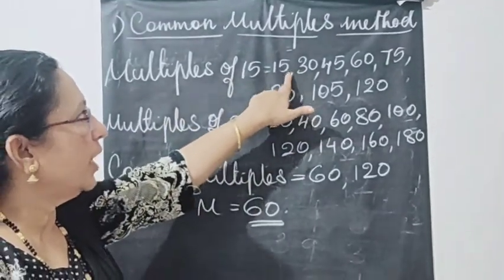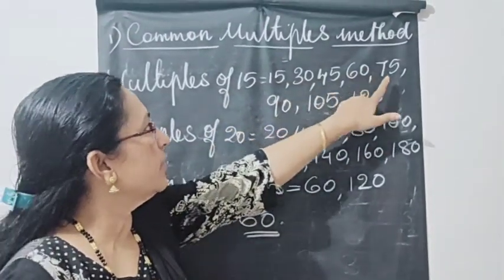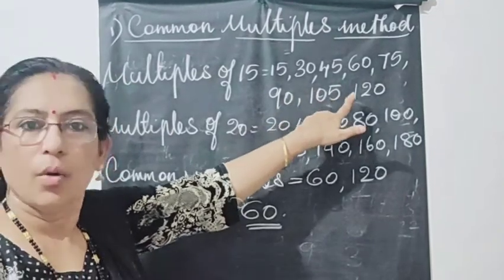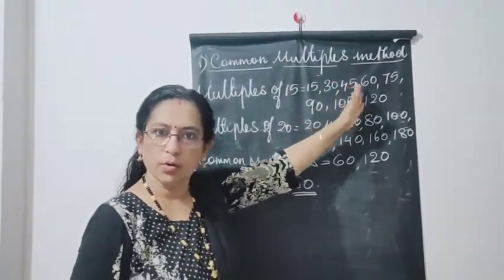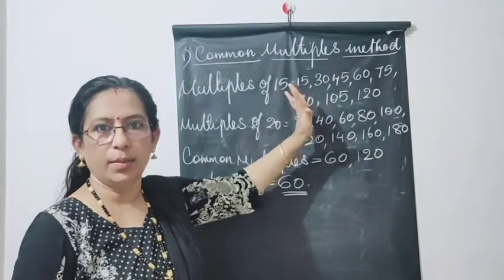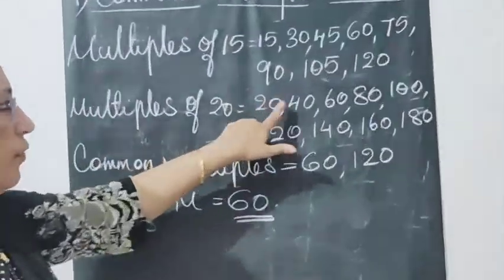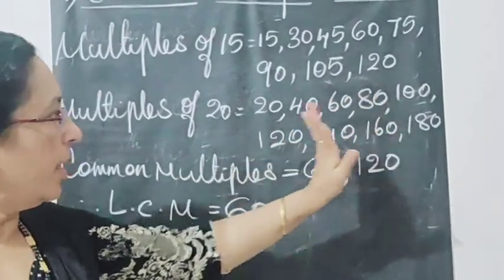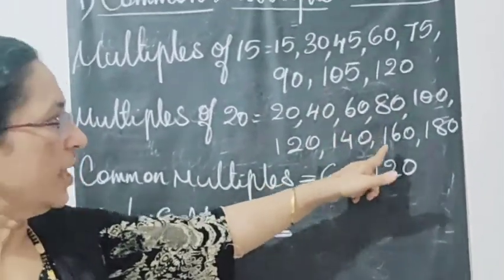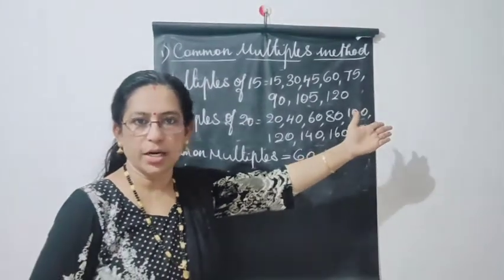15's table: 15, 30, 45, 60, 75, 90, 105, 120. You can write more if you are not getting the common multiple. Okay. Next, multiples of 20: 20, 40, 60, 80, 100, 120, 140, 160, 180, and so on. You can write more.